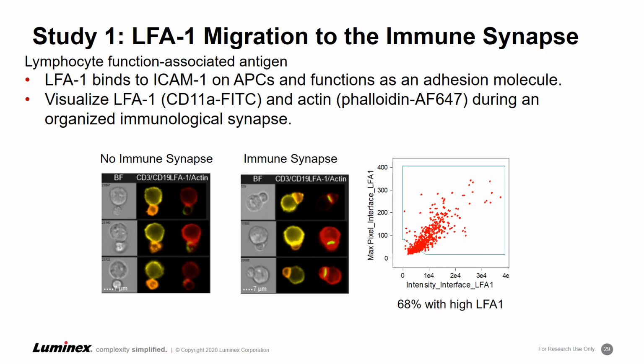The dot plot shows conjugate cells from the synapse gate, and we used max pixel at the interface of LFA1 signal versus the intensity at the interface of LFA1 to look at LFA1 signal at the synapse. And the blue box represents the cells that have a high LFA1 signal, and 68% of the cell conjugates in synapse from the immune synapse gate had high LFA1.